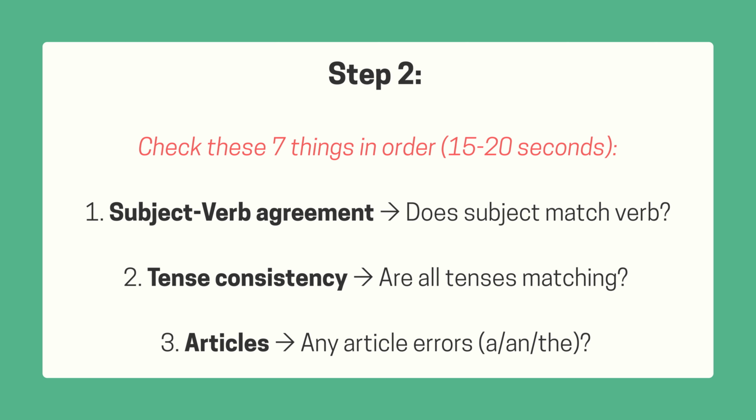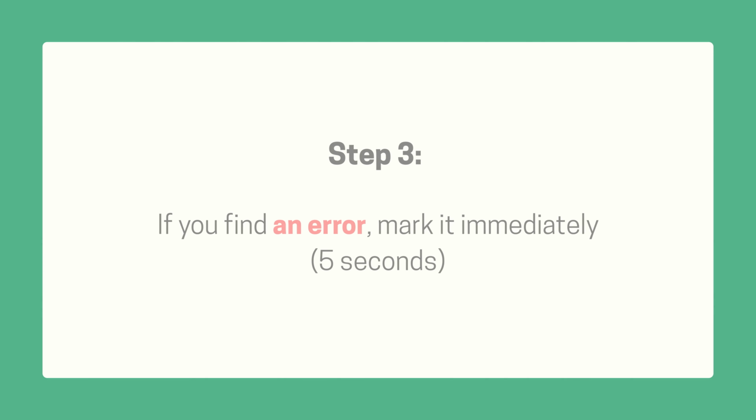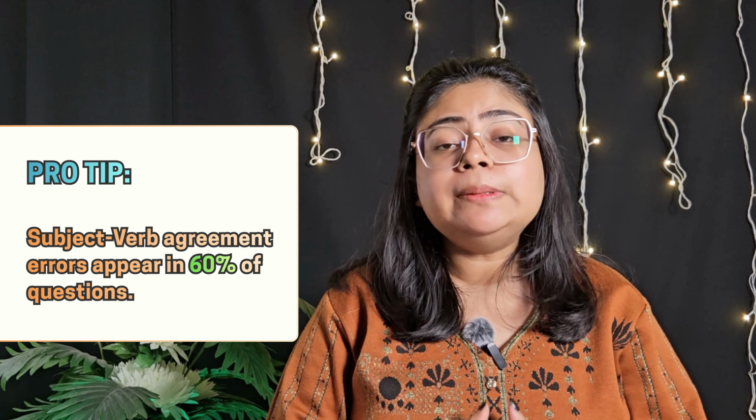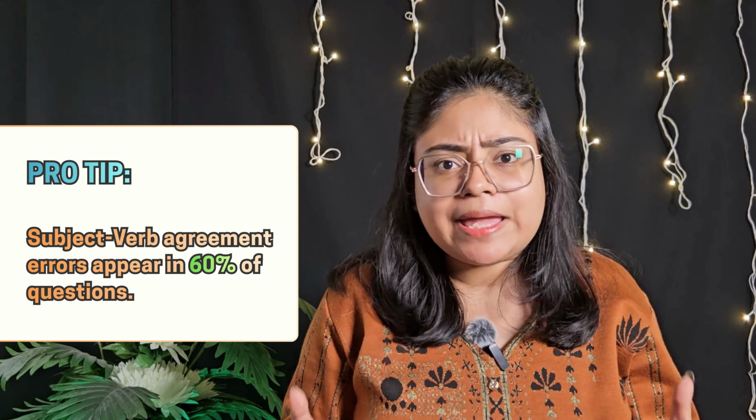Subject-Verb Agreement. Does subject match verb? Tense consistency. Are all tenses matching? Articles. Are there any article errors? Prepositions. Are they correct? Pronouns. Do they match their nouns? Parallel structure. Do list items match? Comparative superlatives. Are they correct? Step 3. If you find an error, mark it immediately. Step 4. If no error found, mark no error. Pro tip. Subject-verb agreement errors appear in more than 60% of questions, so check them first.